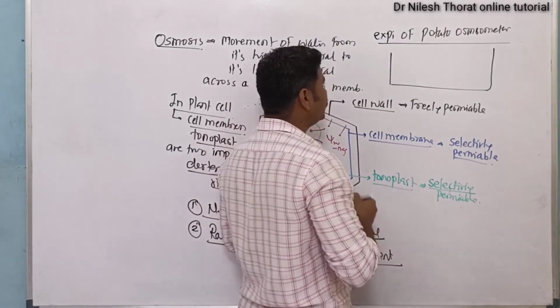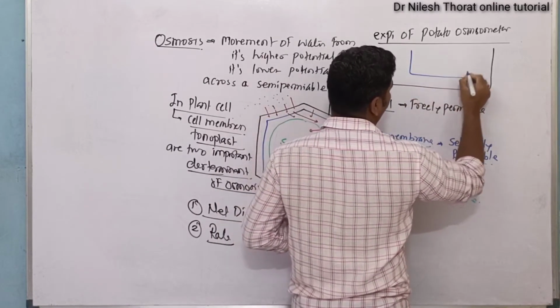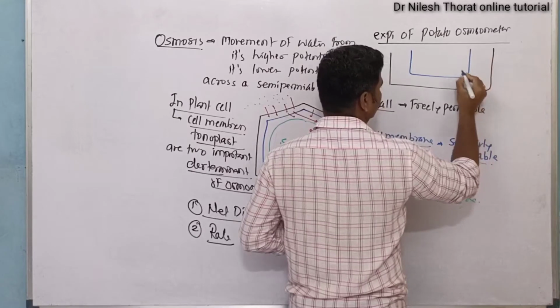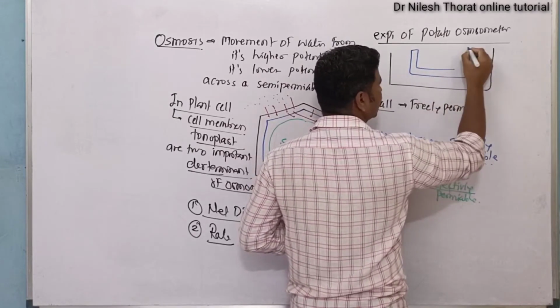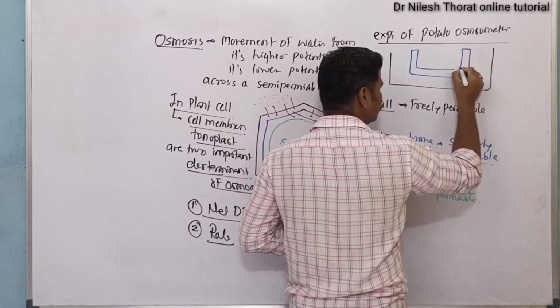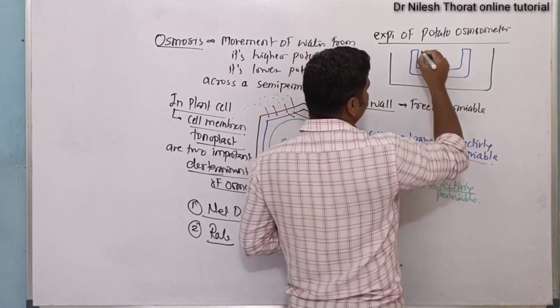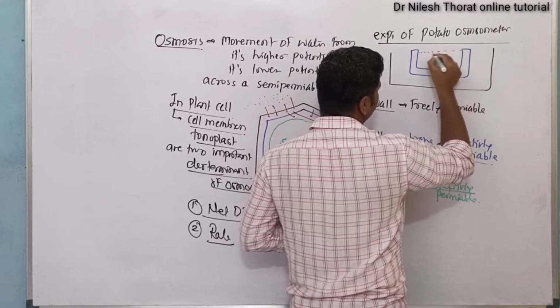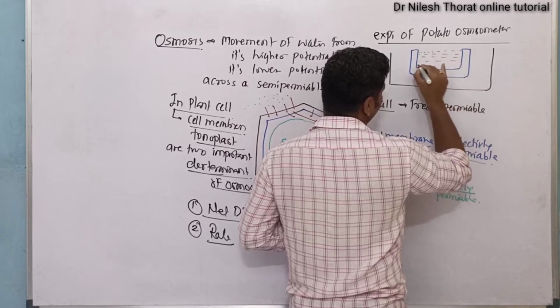So we have placed the potato which is having a central cavity, and inside the central cavity we have put the concentrated sugar solution. So this is a concentrated sugar solution which we have kept inside the potato.